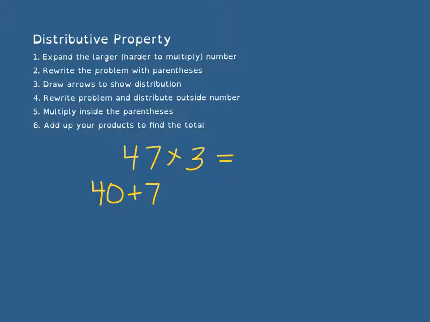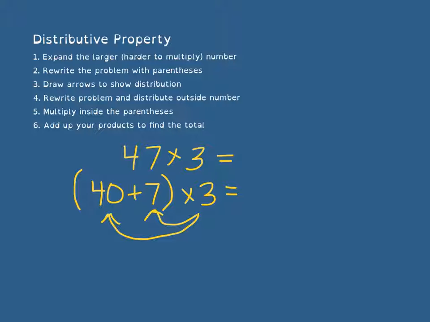My second step is to rewrite the problem with parentheses. So I'm going to put parentheses around my expanded form and then make sure I put the times 3 outside. Then I'm going to draw arrows to show my distribution. So in this distributive property, what I'm doing is I'm distributing my times 3 to the 40 and to the 7.